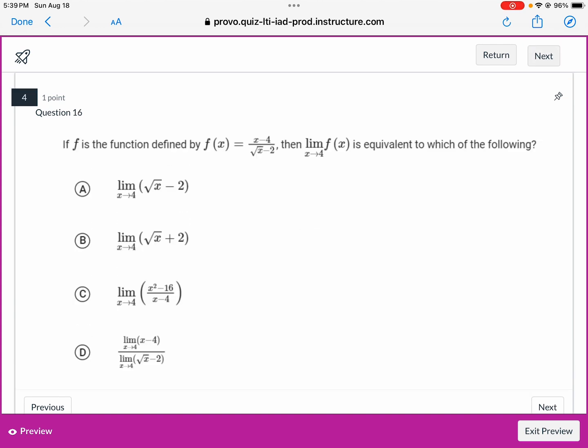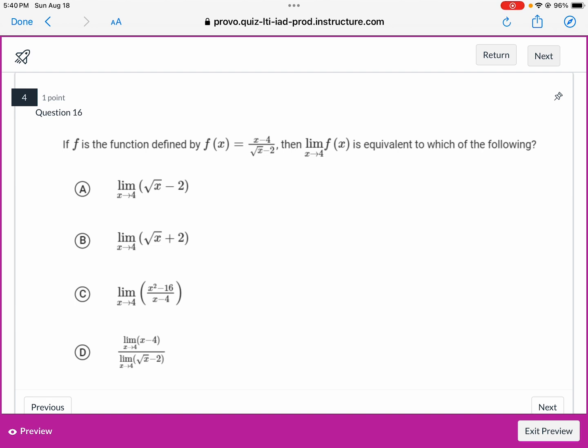If f is the function defined by f of x as given there, then the limit as x approaches 4 of f of x is equivalent to which of the following? Note here, you're not actually trying to find the answer to this, but what you are trying to do is simplify the function to see which of these statements it's equivalent to, and you're going to want to use the conjugate method.